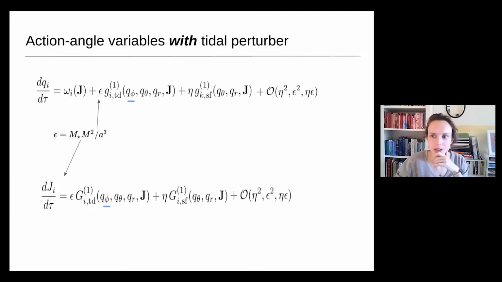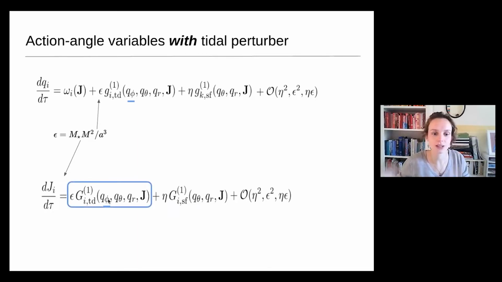Now, there's one important thing to note, and that is that these functions now depend not just on q theta and q r, but also on q phi. And that, of course, has to do with the fact that the Kerr spacetime is axisymmetric. But if I start to include a third perturber, that breaks the axisymmetry, unless you were to exactly put the perturber along the spin axis of the black hole. But generically, this breaks the axisymmetry. So you now have to include or work with functions that also depend on q phi.